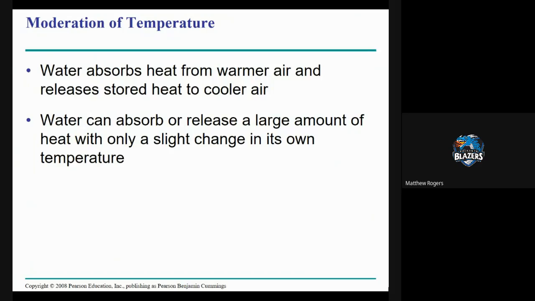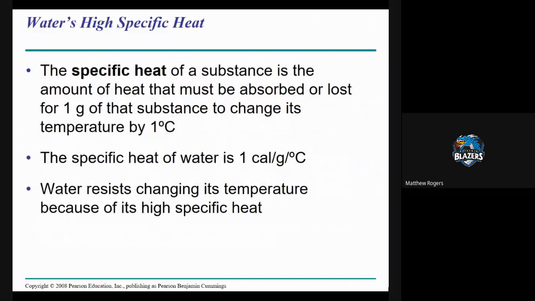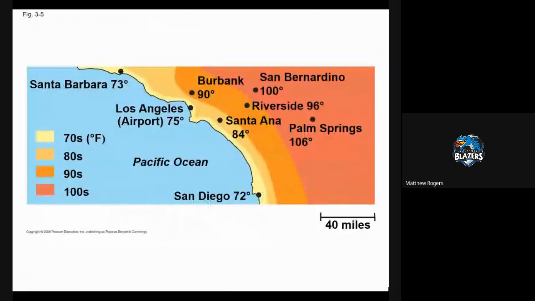Moderation of temperature. Water absorbs heat from warmer air and releases stored heat to cooler air. So water is something called a heat sink. So water does a good job of holding on to heat and then releasing it slowly over time. And so why this is a big deal, kind of skipping that one, is this guy right here. It helps modulate temperature not only in ecosystems, but in your body as well.